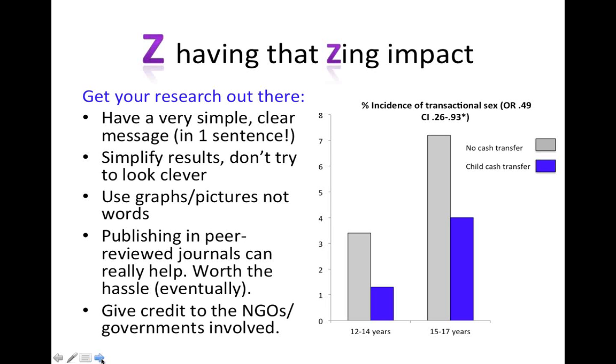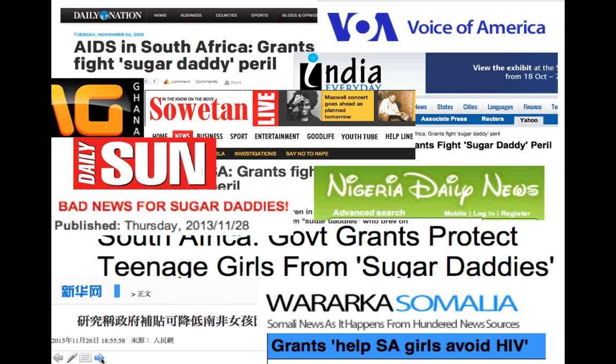Publishing in peer-reviewed journals can be really helpful. It's not helpful enough to do it on its own. It only works with active dissemination. And do give credit to all the people who've been involved as the project's gone along, although I always forget someone. So this is just an example of a study that we published recently that went all over the media. And sometimes it's hard to predict what's going to get taken up and what isn't.